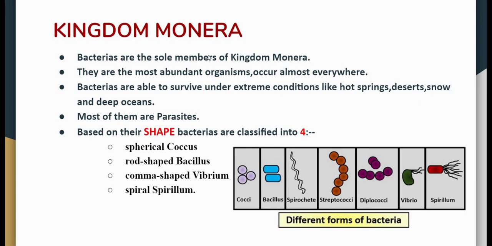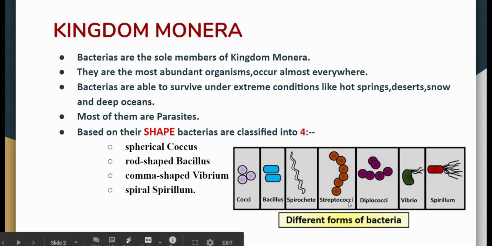Based on the shape, the bacteria are divided into different groups. Basically, there are 4 groups: the spherical shaped bacteria called cocci, rod shaped bacteria called bacillus, comma shaped bacteria called vibrium, or vibrio in plural, and spiral shaped called spirillum. This diagram is showing different forms of bacteria: cocci, bacillus, spirochaetae, streptococci, diplococci, vibrio, and spirillum. So there are 4 groups based on the shape of the bacteria.